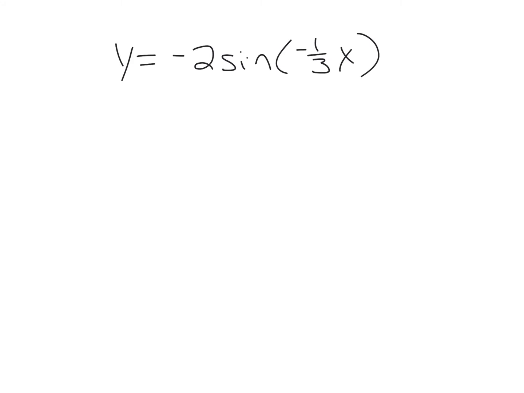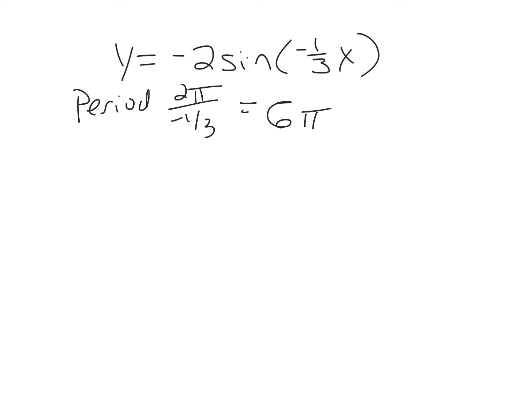So here's one where we do get a little more complicated, right? We got y equals -2 sine of -1/3 x. So let's play around with this a little bit. So period is 2 pi over -1/3, which is equal to -6 pi, but period can't be negative, so we're just going to go with 6 pi. Okay, so that's how long a period is.